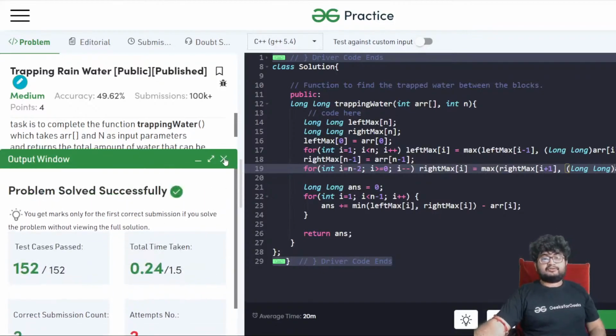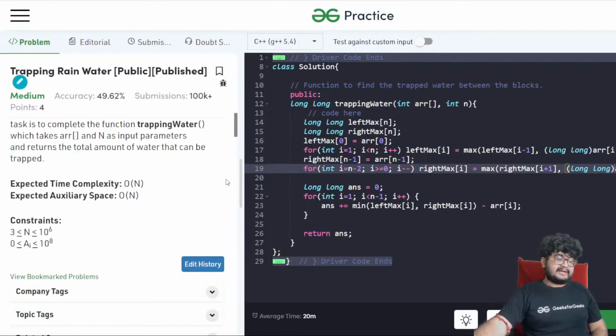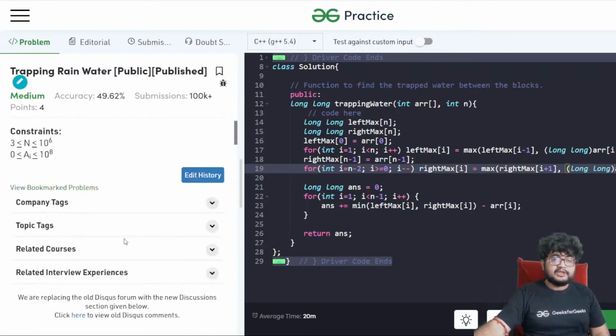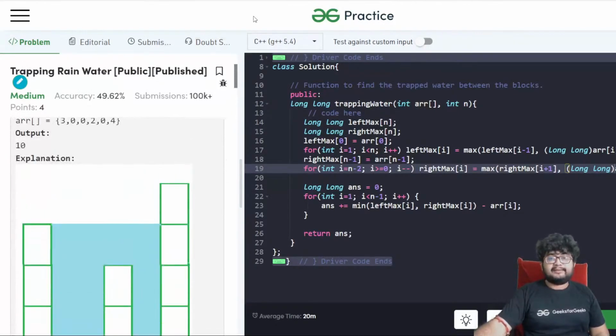So we have solved both the problems today. Let me know if you have any doubts. But we can go through the homework questions. The first homework is this one: try to do this in order of 1 space complexity, like I discussed, using a two-pointer approach, and try understanding why it is working.